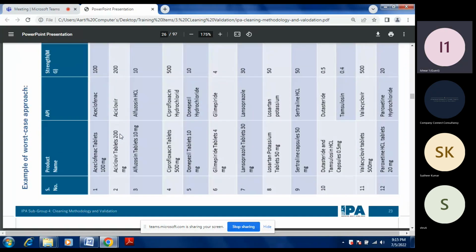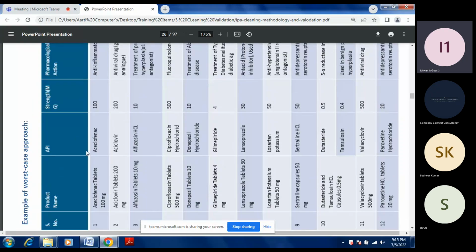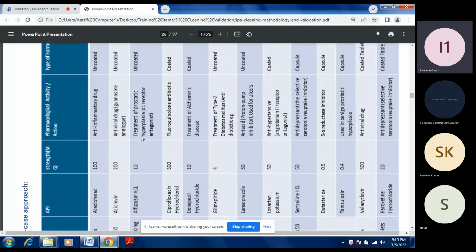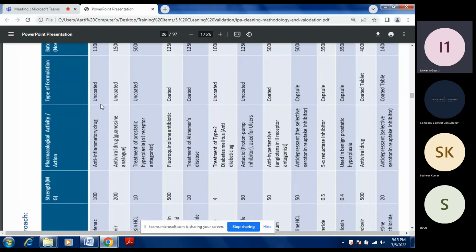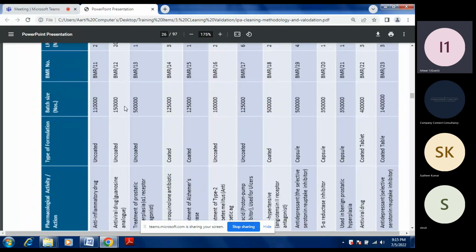So we have to prepare the list of the products for the worst case criteria calculation. So what are the products? What is the API of that particular product? What is the strength of the product? And what is the pharmacological action of that particular product? Type of formulation, either it's coated, uncoated tablet, imprinted tablets, and capsules. And what is the batch size?